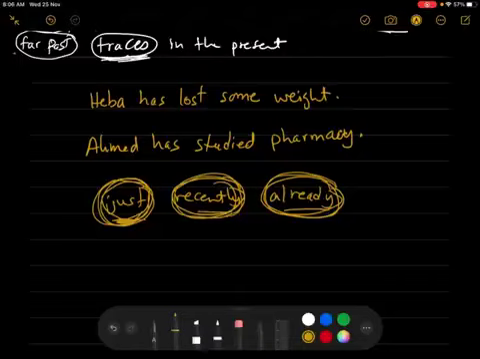Okay? And that is simply the most important difference between the use of past simple and the past perfect to express actions that were done in the past. Both of them can be used to express actions that were done in the past, but actually the details of the use of each one of them is different. Okay?